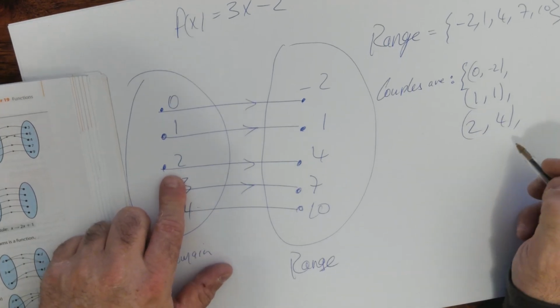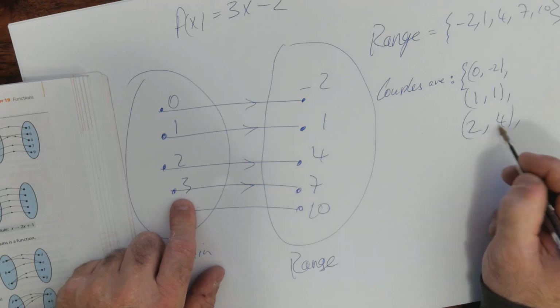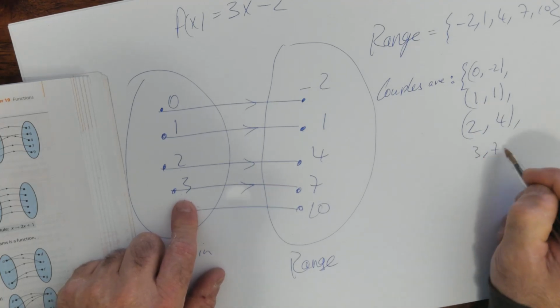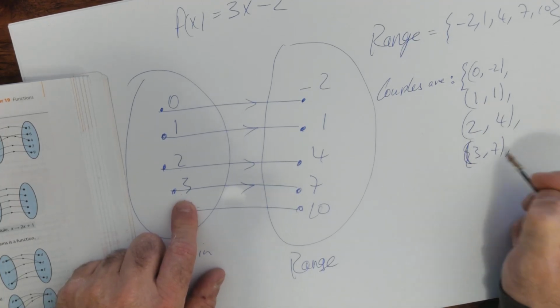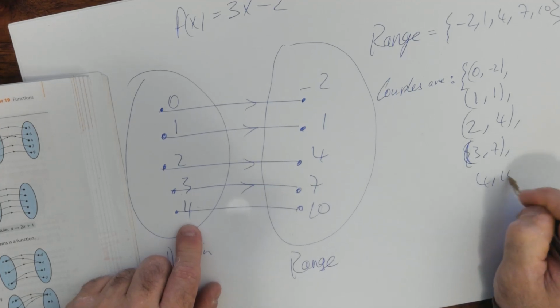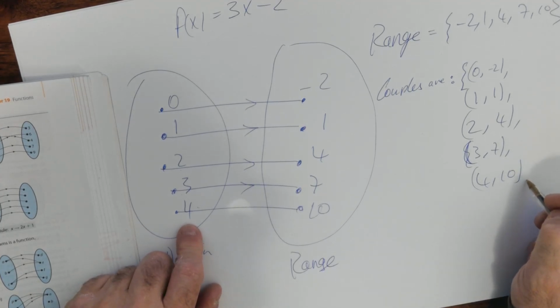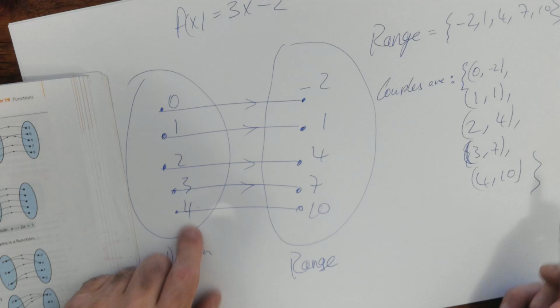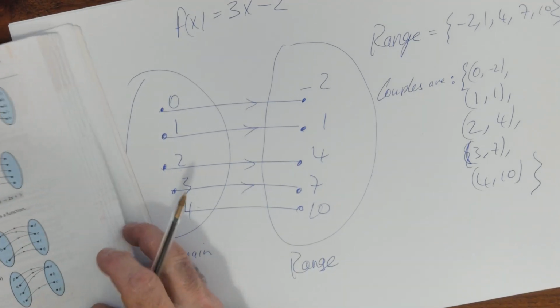2 is coupled with 4. Notice how I used the word coupled there as well. So these are couples, and 3 is coupled with 7. It's a round bracket, and 4. So couples are instances of what went in and what came out.